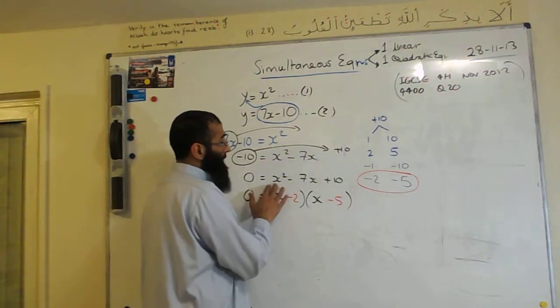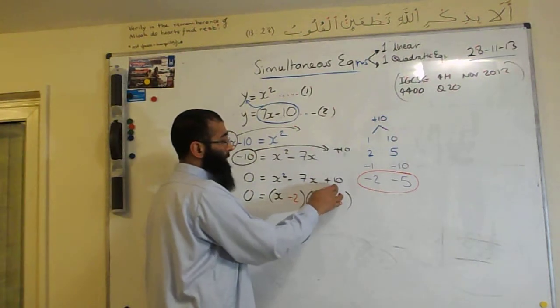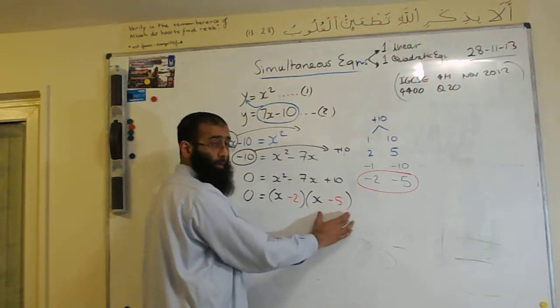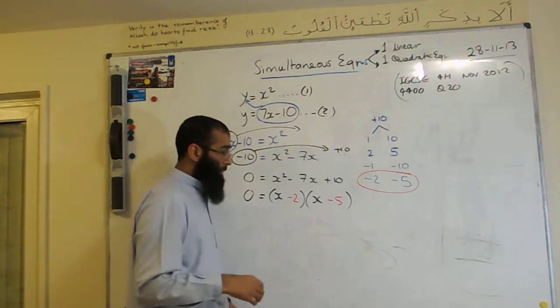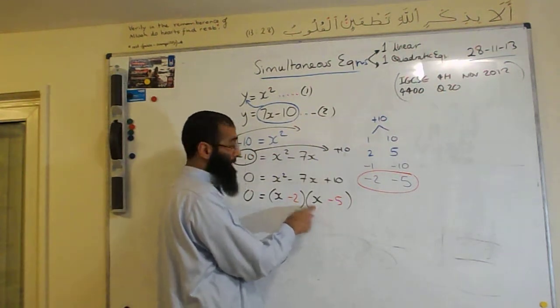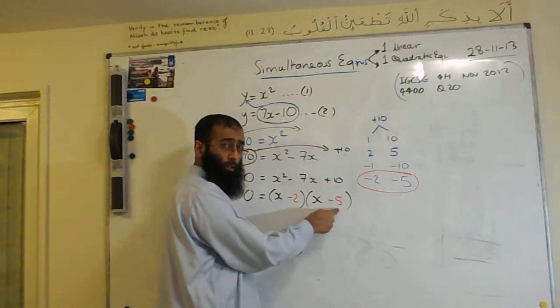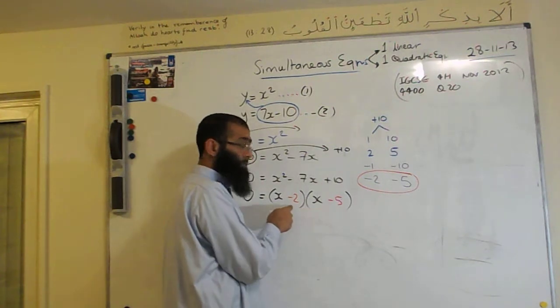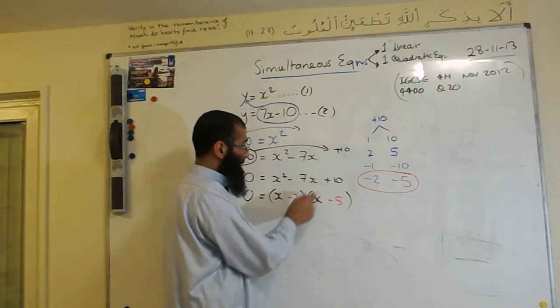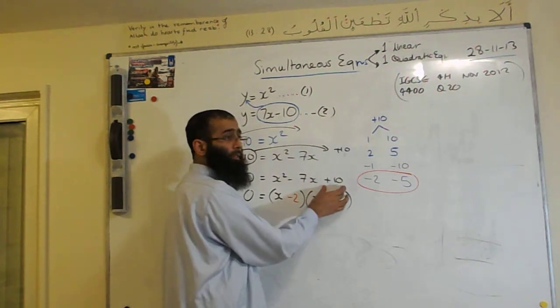So what we have here, x squared minus 7x plus 10. When you factorize it using this technique, we have (x minus 2)(x minus 5). To know that's correct, we just quickly multiply back out again. X times x is x squared. X times minus 5 is minus 5x. Minus 2 times x is minus 2x, which gives us minus 7x. And minus 2 times minus 5 is plus 10.